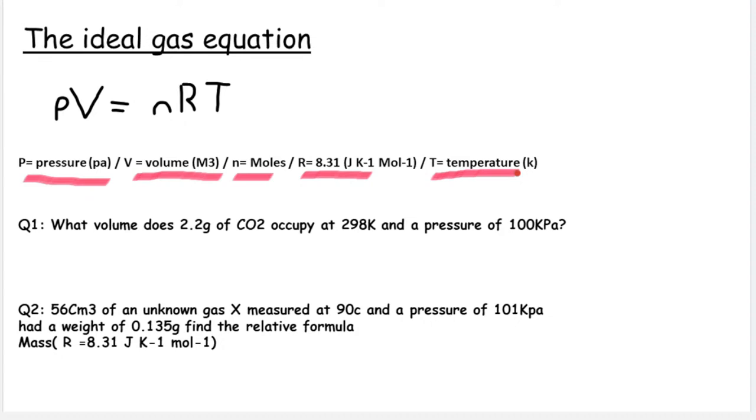However, at A level, we're dealing with situations where the temperature varies. And once the temperature varies, it affects the pressure of a gas and the volume. So we need this equation to give us the ability to calculate moles, temperature, volume, or pressure when these situations vary.